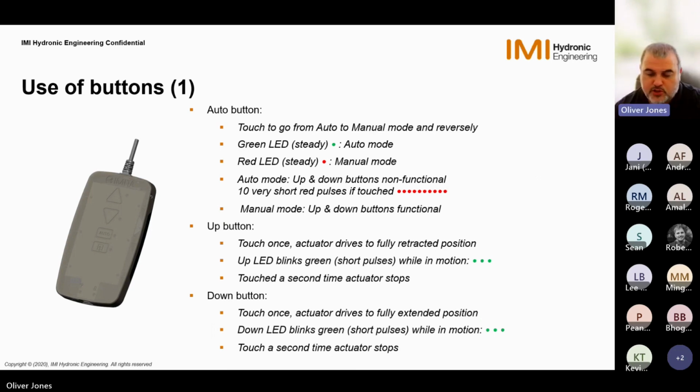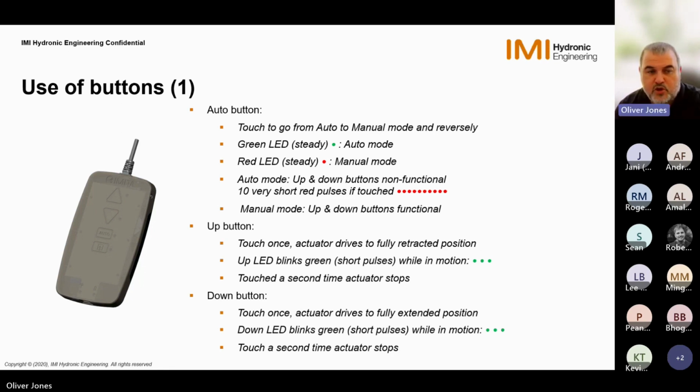Our auto button, so to go from auto to manual mode and reversely, the green LED will show that we're in auto mode, and when it's in manual mode, we'll have a red LED shown. When auto mode is engaged, we cannot operate the buttons on the dongle itself, so we can't press up or down to drive the actuator. As in auto, it's actually listening to signals coming from the BMS itself, whereas in manual, we're allowed to do up and down functions, so we can physically drive the actuator itself.